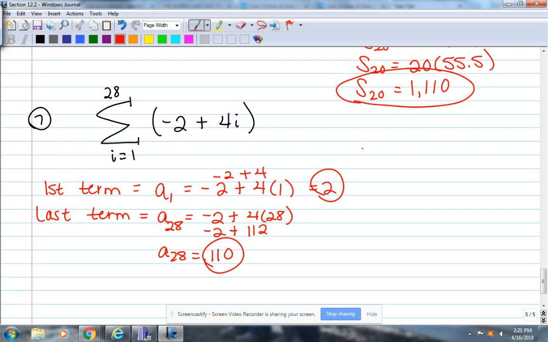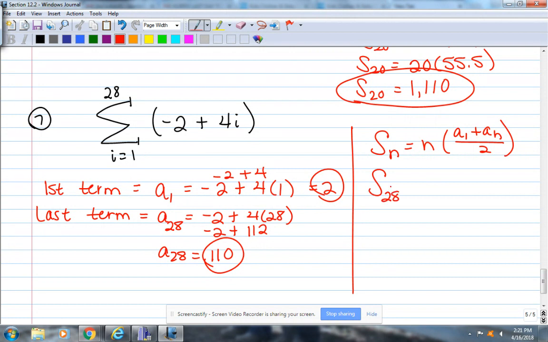So then after you get your first term and your last term, you come over and you do S sub n equals n times a sub 1 plus a sub n, divided by 2. This is the first term. This is your last term. This is your highest term you got. So my n is 28, because that's the number on top right here of my summation. 28 times, what was my first term? 2. Plus 110, divided by 2. And then 2 plus 110 is 112. And what's 112 divided in half?